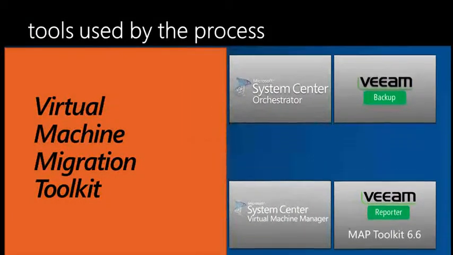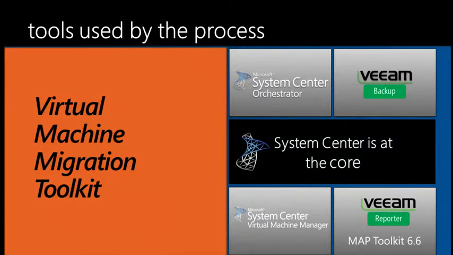Okay, so we mentioned already some of the tools that are used in the process, but let's go through that in a little more detail here. There's a couple of phases to the conversion. The first one is going to be data collection, right? We need to know what's out there that can be converted. And so you have two options at that point, either using Veeam's Reporter or the Map Toolkit version 6.6, which was designed specifically for this task.